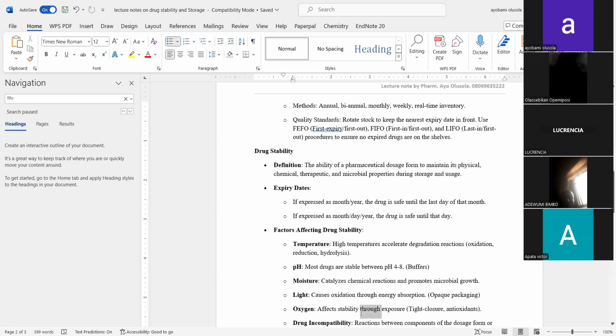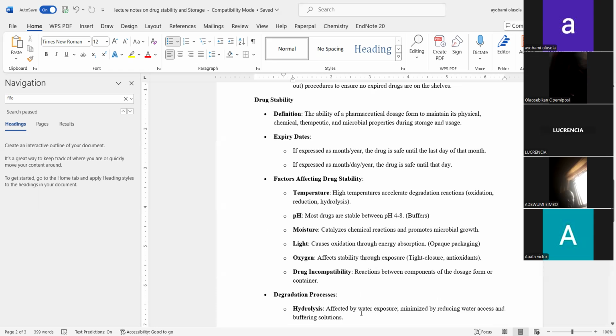Oxygen also is a factor that can affect your drug and cause spoilage. So what are the measures you take against oxygen? You ensure you store your drug in a tight closure, the cover. The closure must be tight, okay? Then antioxidants too are used.